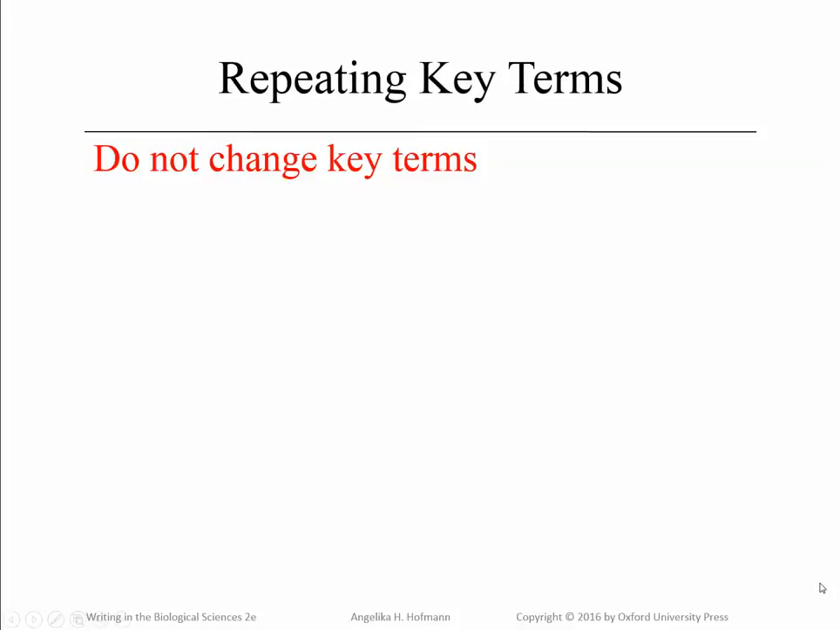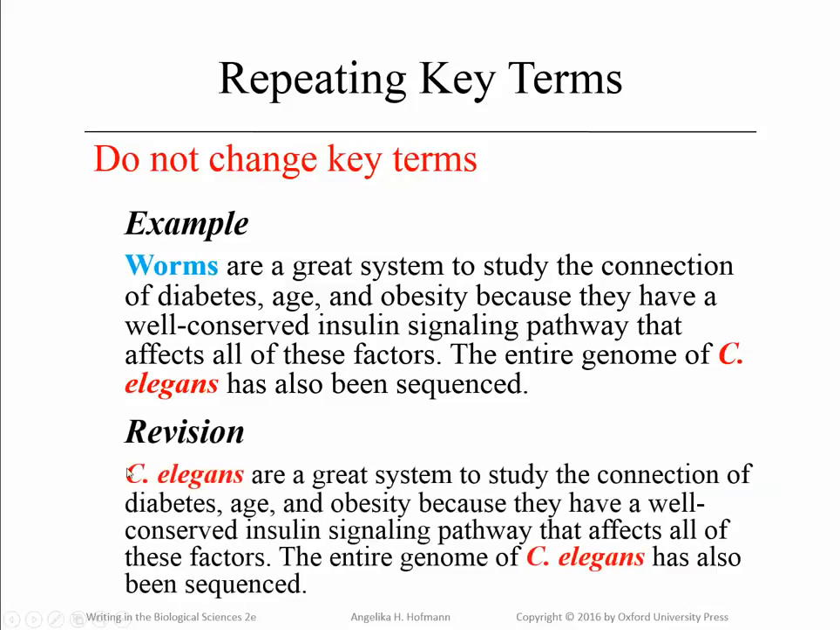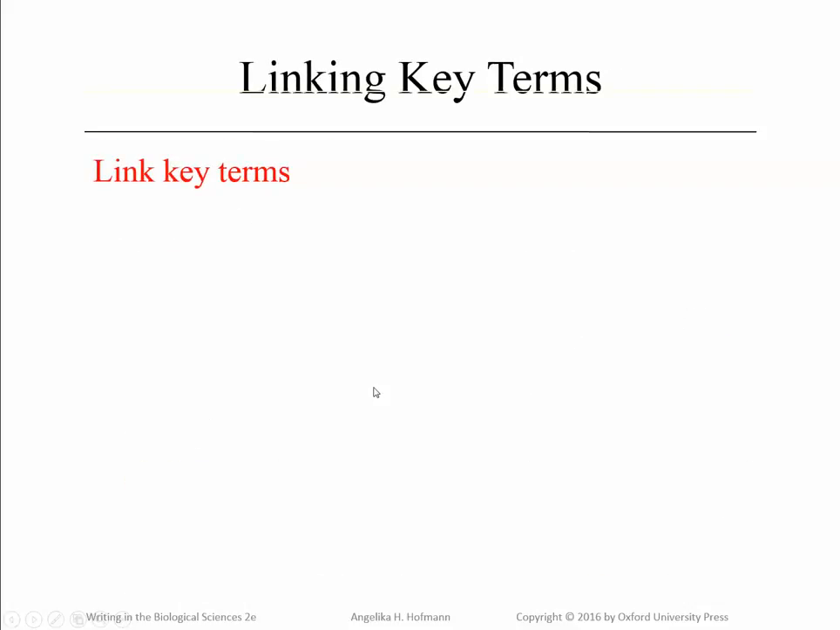So again, don't change those key terms. If you're going to talk about C. elegans, talk about C. elegans. Don't call them worms in one place and C. elegans in another. And worms, of course, is very vague, and so it would be much better if we rewrote that to C. elegans. The other thing we want to do is try to link key terms together.